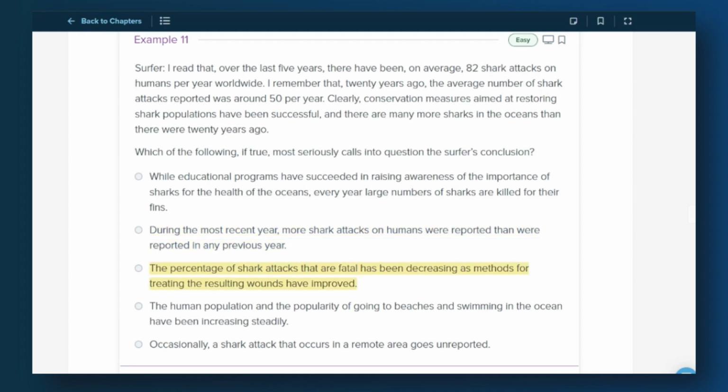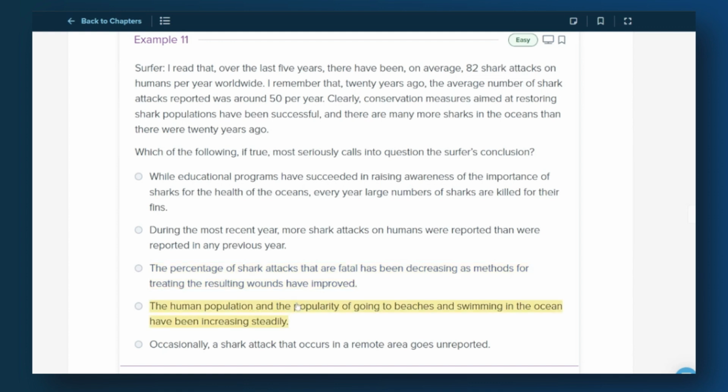C. The percentage of shark attacks that are fatal has been decreasing as methods for treating the resulting wounds have improved. This choice is discussing the fatality of attacks, but the original question is about attacks regardless of fatality, so it isn't relevant.